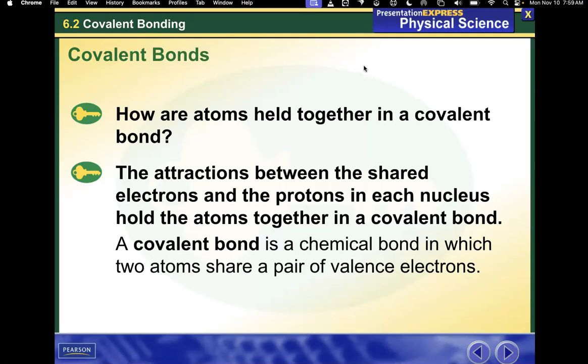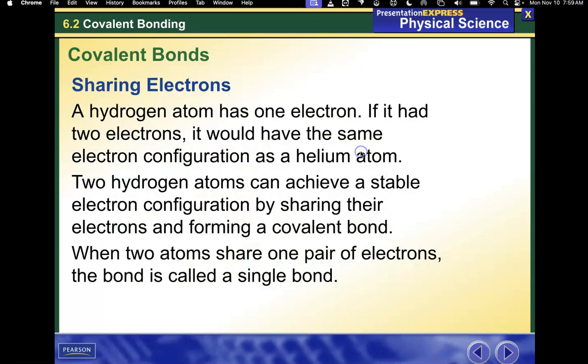How are atoms held together in a covalent bond? The attractions between the shared electrons and the protons in each nucleus hold the atoms together in a covalent bond. A covalent bond is a chemical bond in which atoms share a pair of valence electrons. Remember, ionic is transfer, covalent is share.